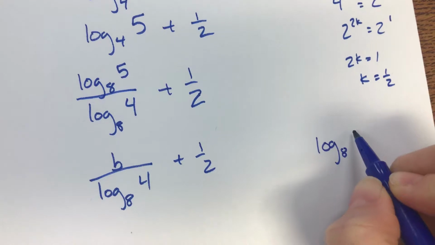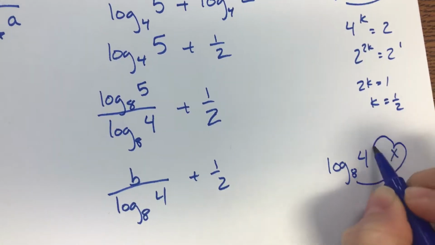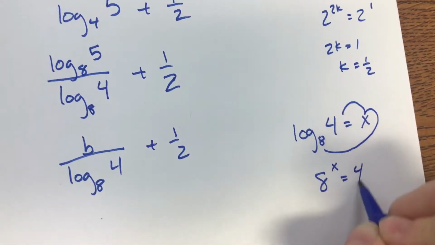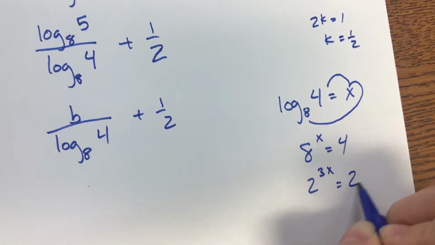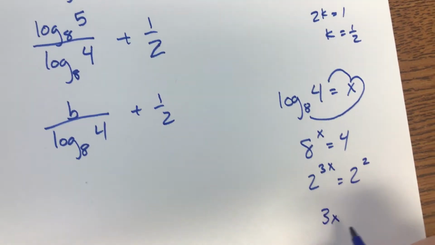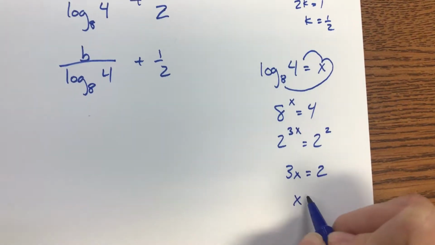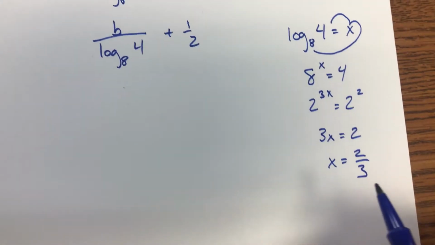So I have this, log base 8 of 4 is equal to, let's say x this time. And I can do I heart logs. 8 to the x is equal to 4. So this is 2 to the 3x equals 2 squared. So 3x, sorry about the shadow, sorry about everything. In a perfect world, this would be a high quality video, but whatever.